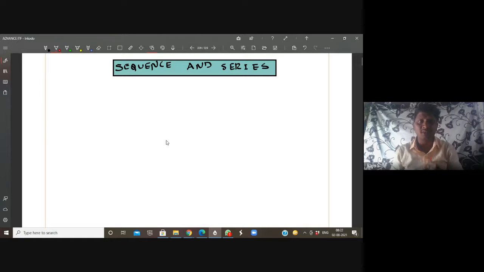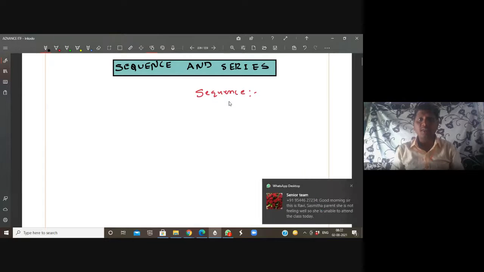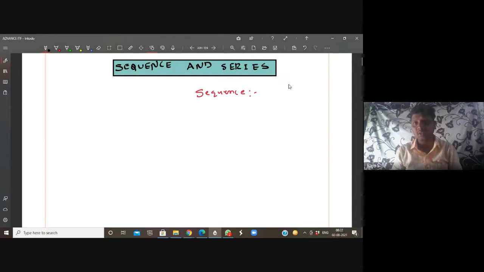We can recap about this sequence and series. So, what is the meaning of sequence? Sequence is a function. So, what is the domain of the function? What is the range of the function? Let us discuss everything. First, I'm going to discuss sequence. Clearly, a sequence is a function whose domain is the set of natural numbers. Remember that.